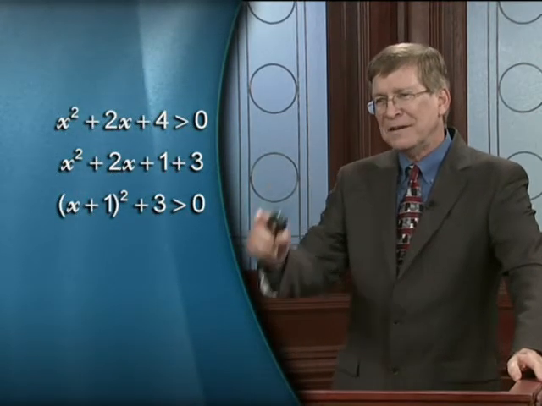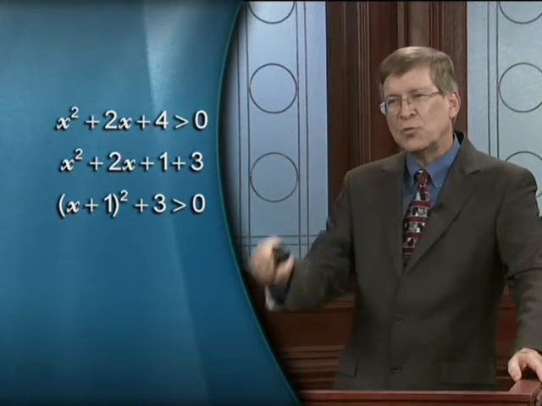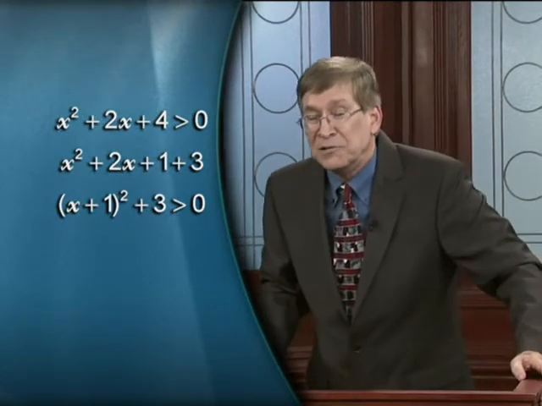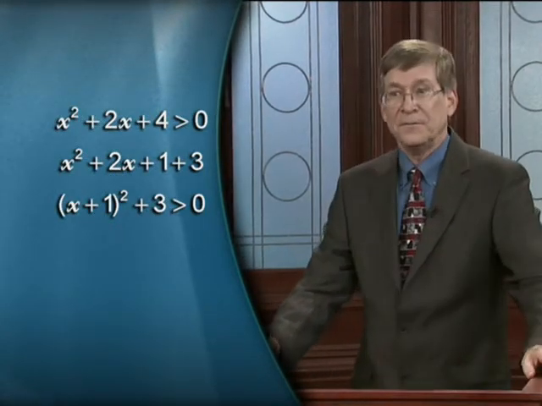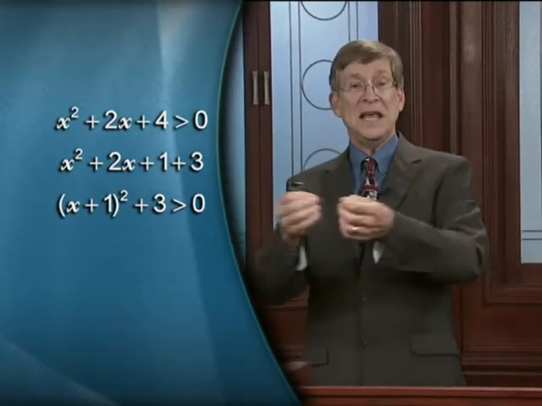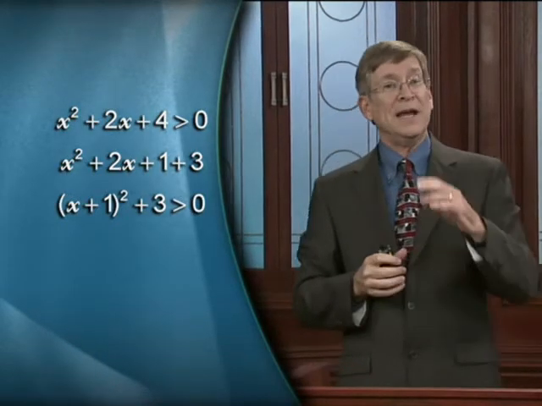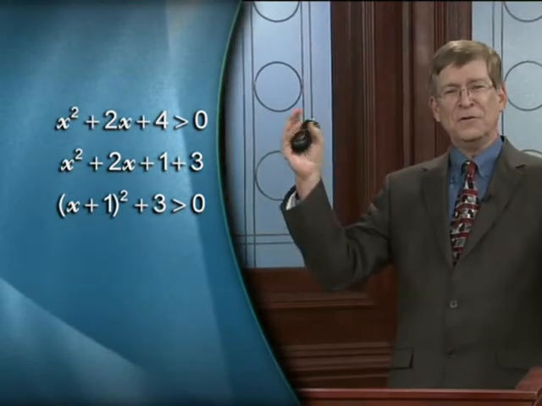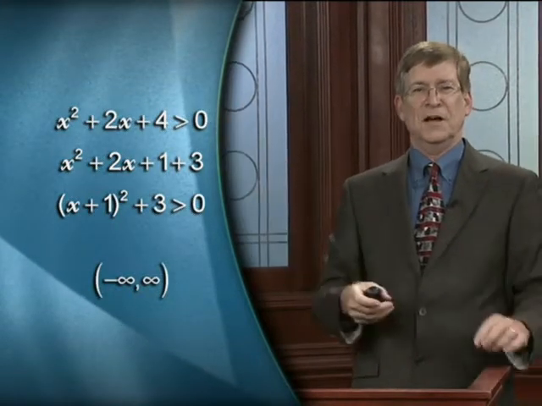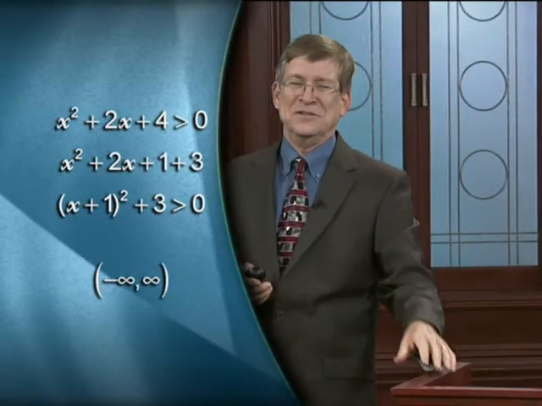Well, gosh, for any value of x you put in, x plus 1 squared is greater than or equal to 0, and you're adding 3 to it, so it's always positive. So the solution set is all real numbers. Every real number satisfies that inequality. You would write that in interval notation as minus infinity, comma, infinity, with parentheses on both sides. That's a great solution set. Everybody is in the solution set.